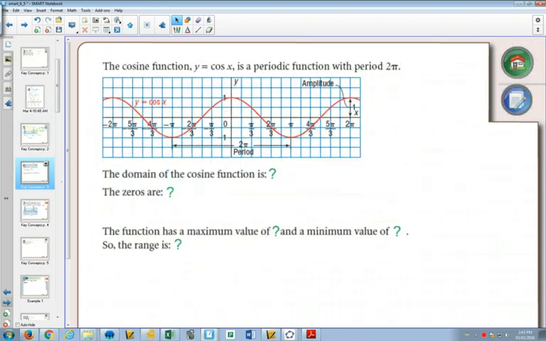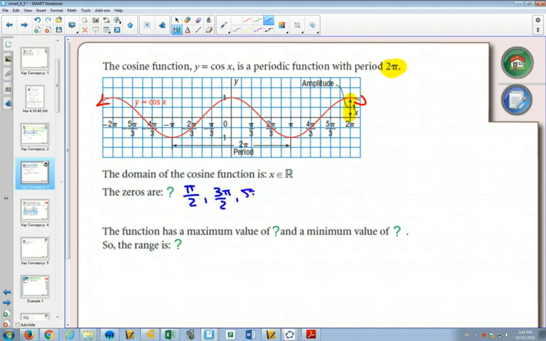So we have a lot of the same kind of things happen with our cosine function. Our amplitude is still 1. Our period is still 2 pi. Our domain is still everything because this pattern continues on forever. But now how are we going to write the zeros of the function? Because if we think about where cos is equal to 0, cos is equal to 0 at pi over 2, 3 pi over 2, 5 pi over 2, 7 pi over 2, and could be positive or negative. So we see that it's always over 2, right?